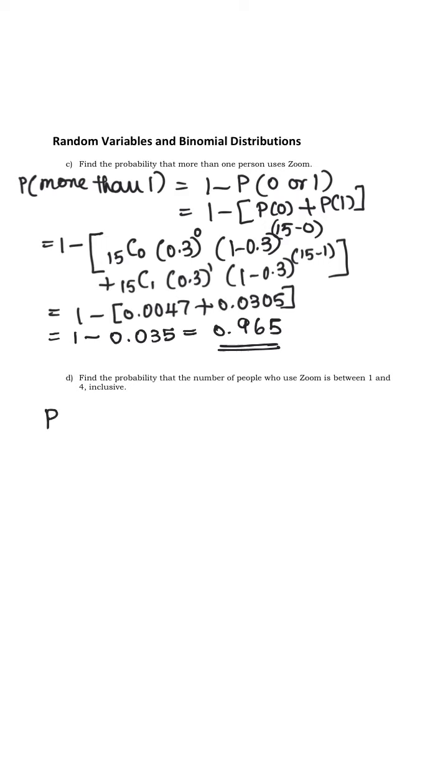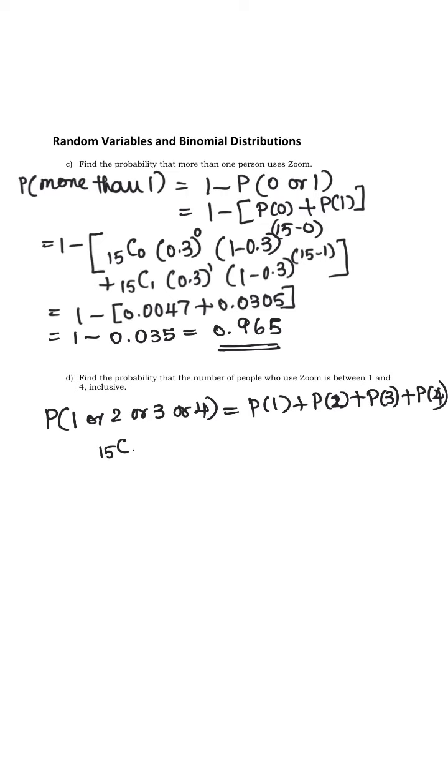Find the probability that number of people who use Zoom is between 1 and 4. Between 1 and 4 means it can be 1 or 2 or 3 or 4. So find the probability of each one and add. So we are using the same formula. So I'm going to write in a step by step procedure.